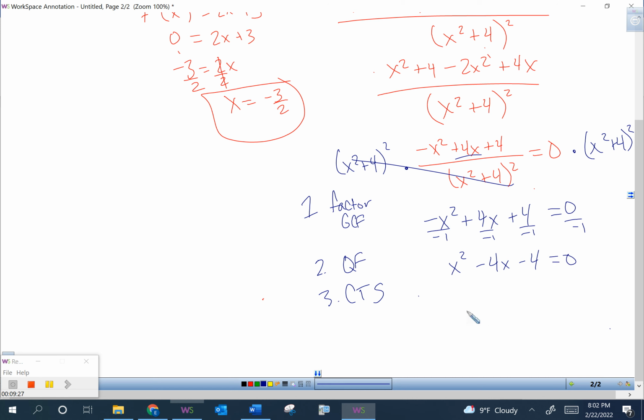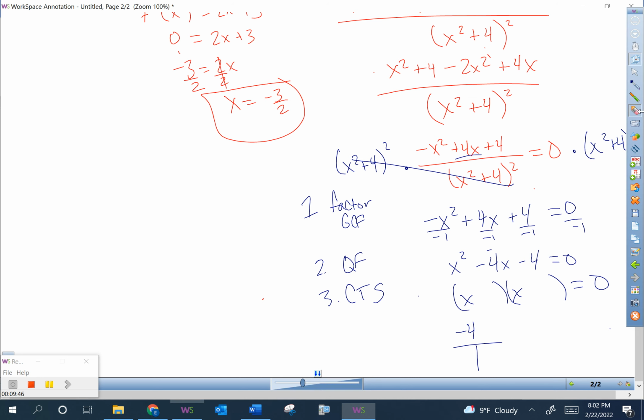Okay, then if we were to try to factor, now we can say x times x, and we're looking for factors of negative 4 that add to be negative 4. Well, unfortunately, that's not possible. So this one's not factorable, which is why you saw your answers on the answer sheet look pretty ugly. So this would be the time where you would use the quadratic formula or complete the square.